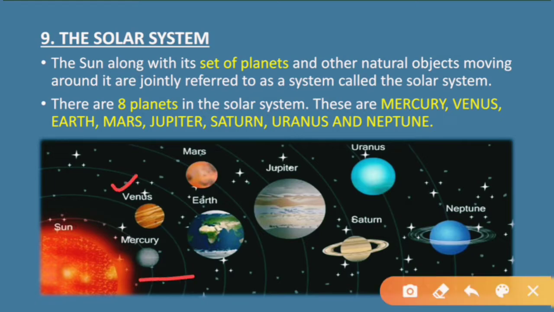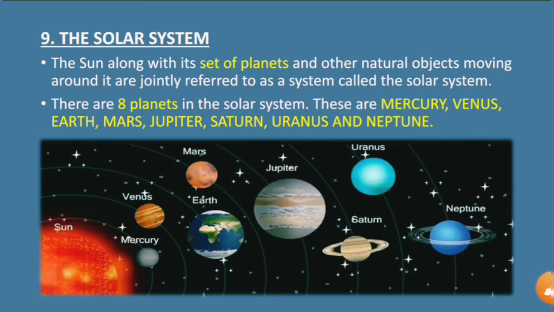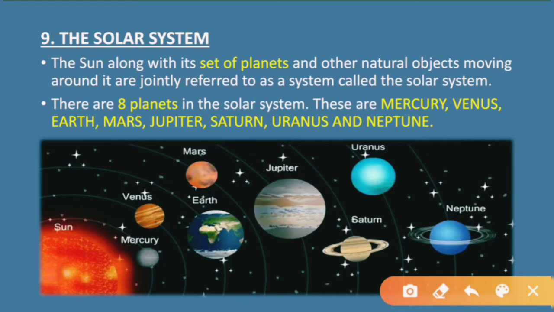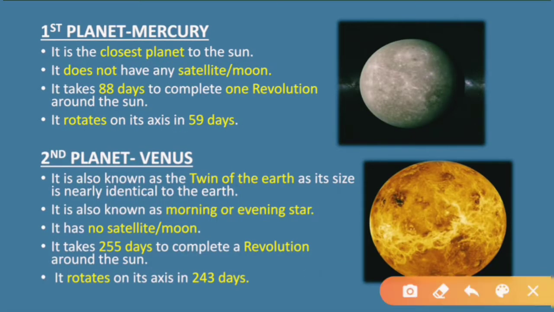Second, Venus. Third, Earth. Fourth, Mars. Fifth planet is Jupiter. Sixth planet is Saturn. Seventh planet is Uranus. And eighth planet is Neptune. Let us study in detail about all these 8 planets. See, our first planet is Mercury.